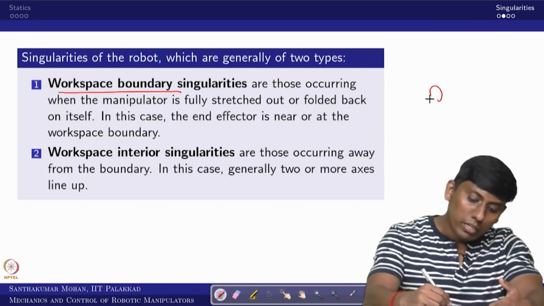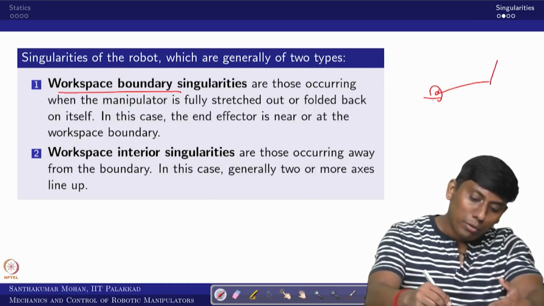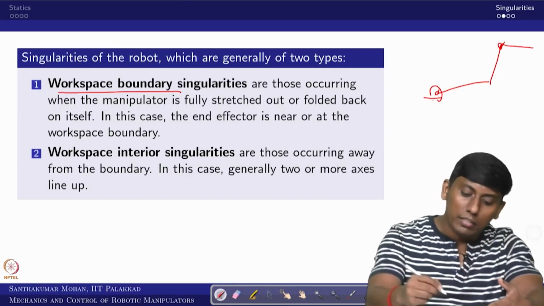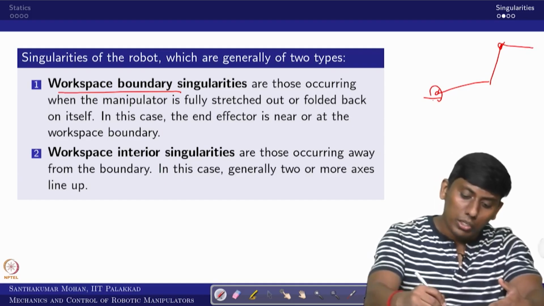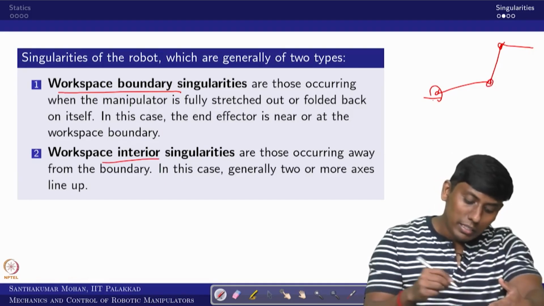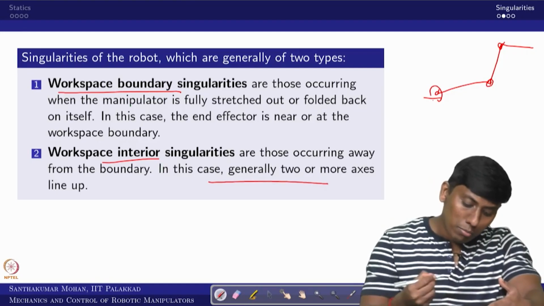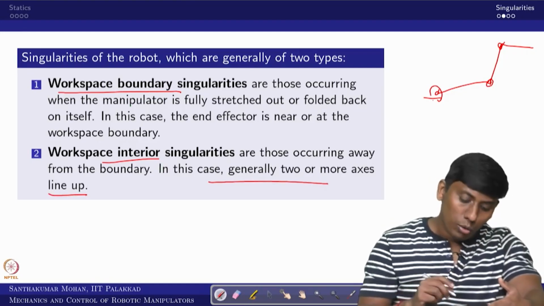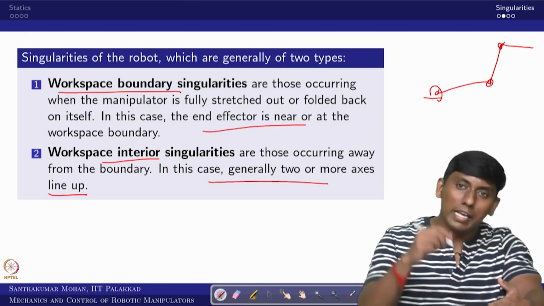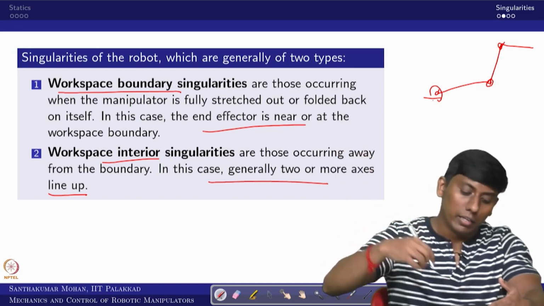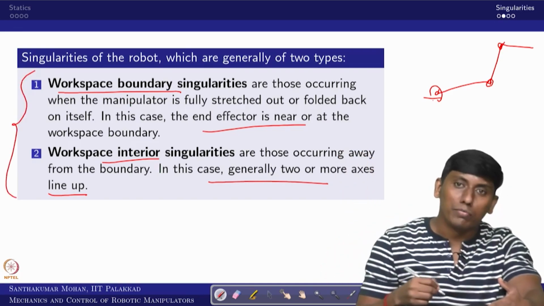If you are taking a 2R serial manipulator, only the workspace boundary singularity happens, but if I add a third rotary joint, that would have interior singularity. Okay. So when can this happen? When two or more axes line up, in the sense collinear. This is the extreme case, it cannot go beyond like that. So these are the two types of singularity.